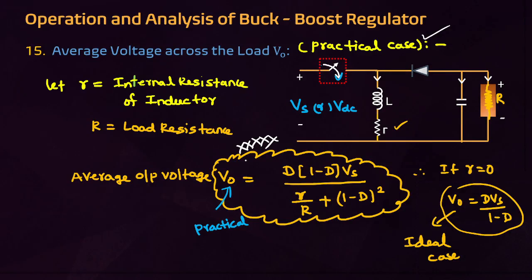Next, they are entering into the practical case also. That's the reason why you have to remember V naught equal to D into (1 minus D) into Vs by small r by capital R plus (1 minus D) whole square. This is the expected model of problem from this formula, friends.